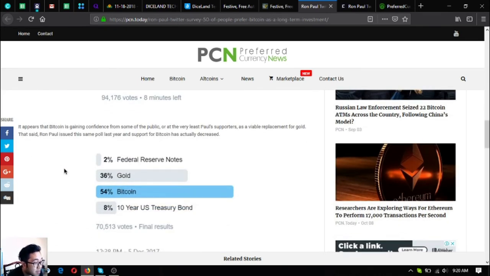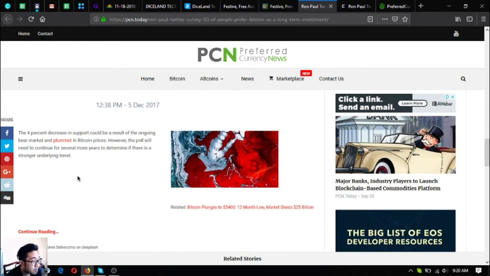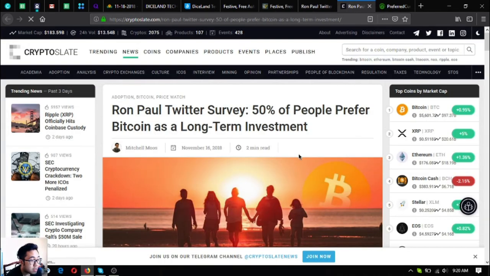It appears that Bitcoin is gaining confidence from some of the public, or at the very least Paul supporters, as a viable replacement for gold. That said, Ron Paul issued the same poll last year and support for Bitcoin has actually decreased. The 4% decrease in support could be a result of the ongoing bear market and plummet in Bitcoin prices. However, the poll will need to continue for several more years to determine if there is a stronger underlying trend.